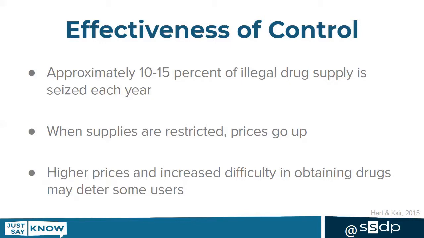With regard to effectiveness of these control strategies, again, about 10 to 15% of our illegal drug supply is seized each year. And when supplies are restricted, of course, prices go up. Higher prices and increased difficulty in obtaining drugs may deter some folks, but like I said, it can also be associated with an increase in petty crime and other crimes of access in order to gain resources to purchase the drugs. And there is also the concept that some folks might not have gone to treatment if they weren't arrested and offered the option of treatment.